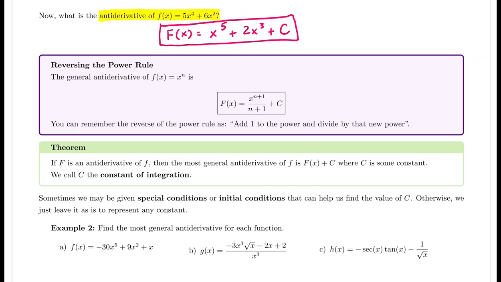If capital F is an antiderivative of lowercase f, then the most general antiderivative of lowercase f is capital F of x plus capital C, where C is some constant. We call C the constant of integration. Sometimes we may be given special conditions or initial conditions that can help us find the value of capital C. Otherwise, we just leave it as is to represent any constant value.